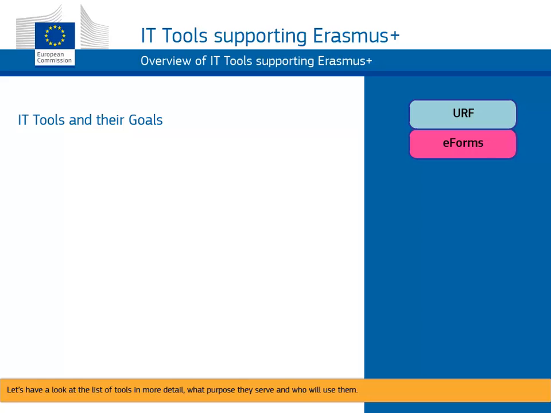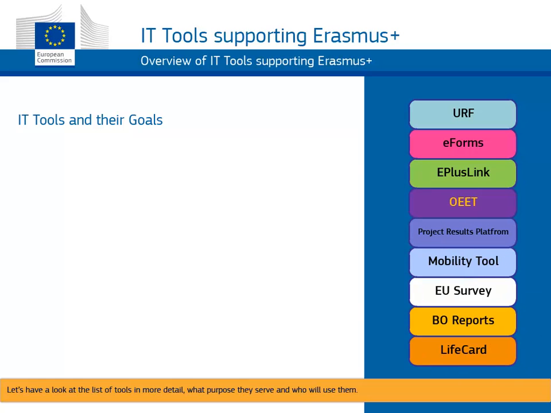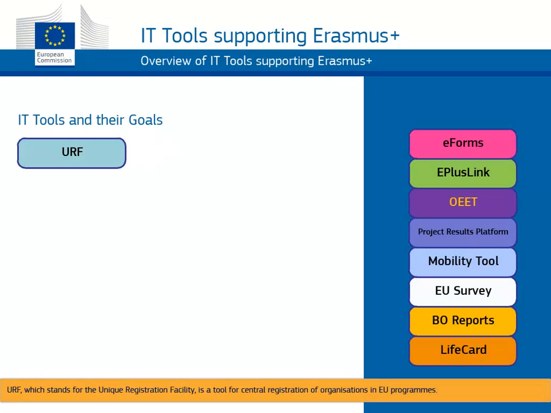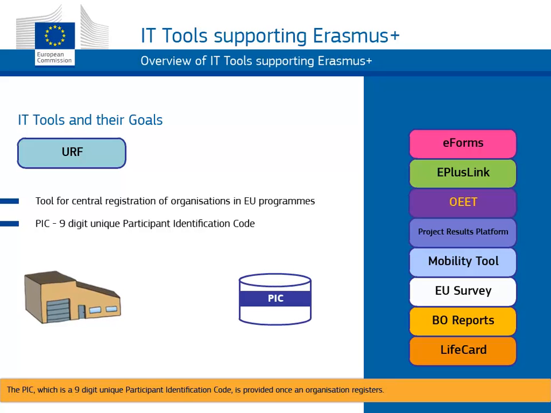Let's have a look at a list of tools in more detail. What purpose they serve, and who will use them. URF, which stands for the Unique Registration Facility, is a tool for central registration of organizations in EU programs. The PIC, which is a 9-digit unique participant identification code, is provided once an organization registers.